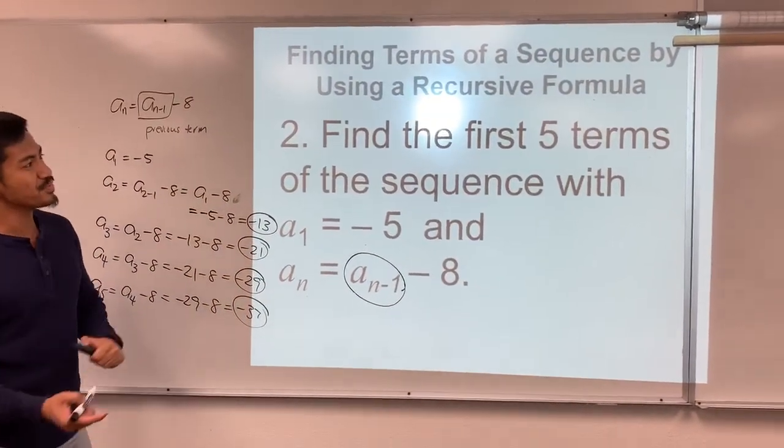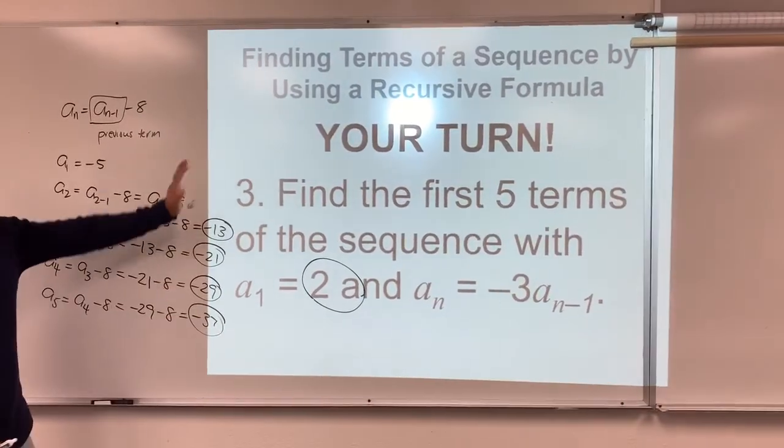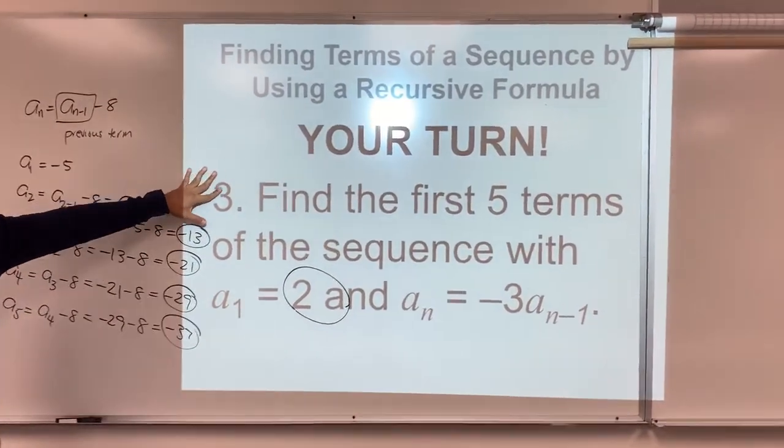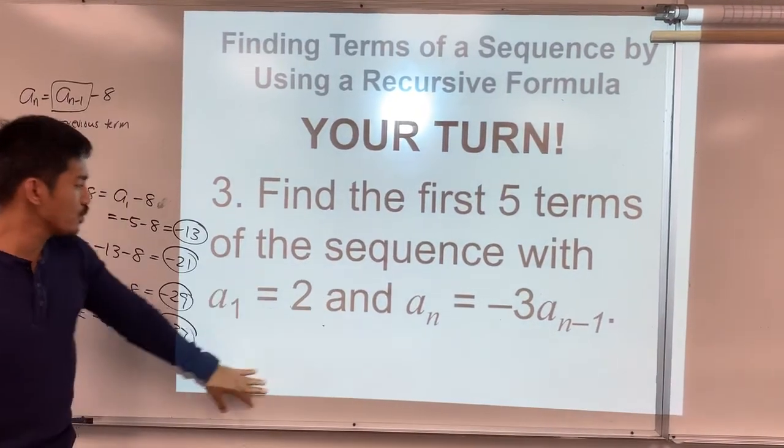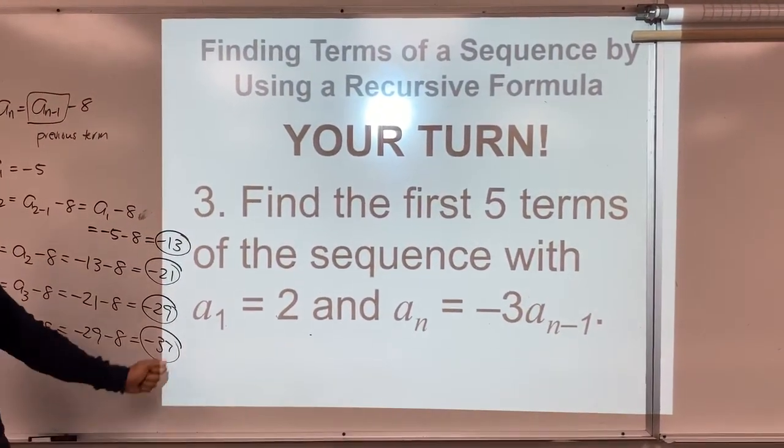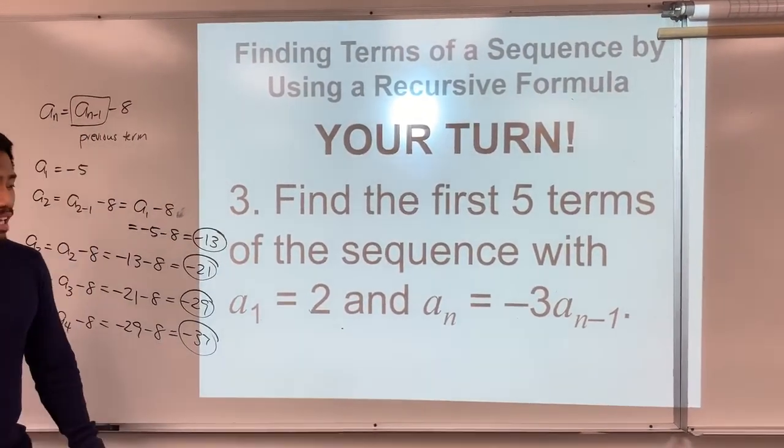So it's your turn. Find the first 5 terms of the sequence with a sub 1 equals 2 and a sub n equals negative 3 times a sub n minus 1.